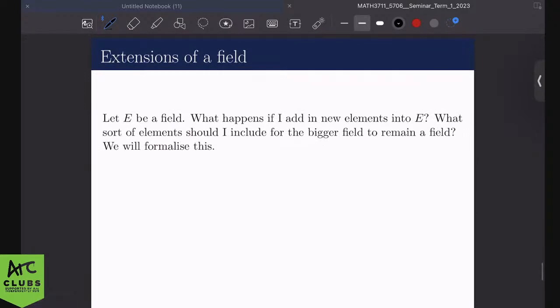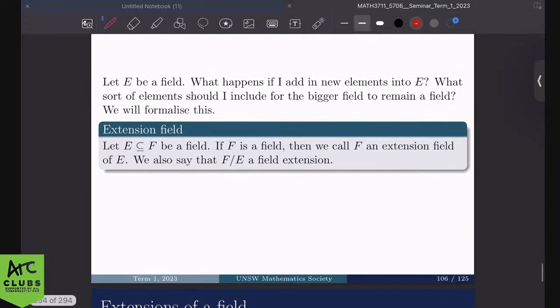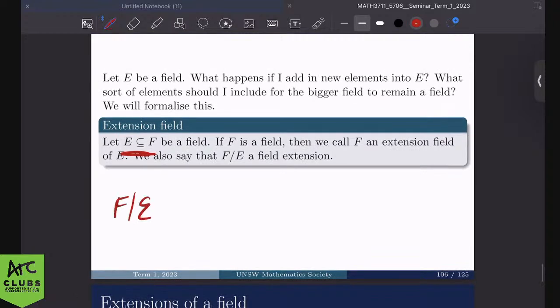Alright, so the concept of a field extension. Basically, you've got a field E, and you want to add in new elements to E. The question is, what sorts of elements do you include for the bigger field to remain a field? For example, we've got the field of rational numbers. If I want to add in square root 2, what do I have to do to make this a field? This is the concept of a field extension, okay? So E is a field, F is a field, then F is a field extension of E. And then we call F on E a field extension.